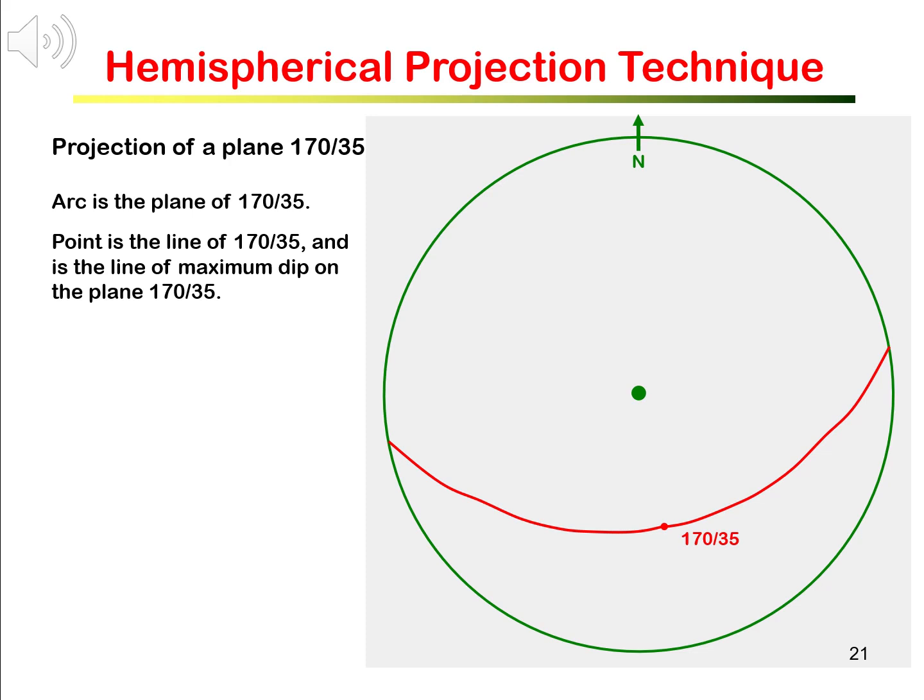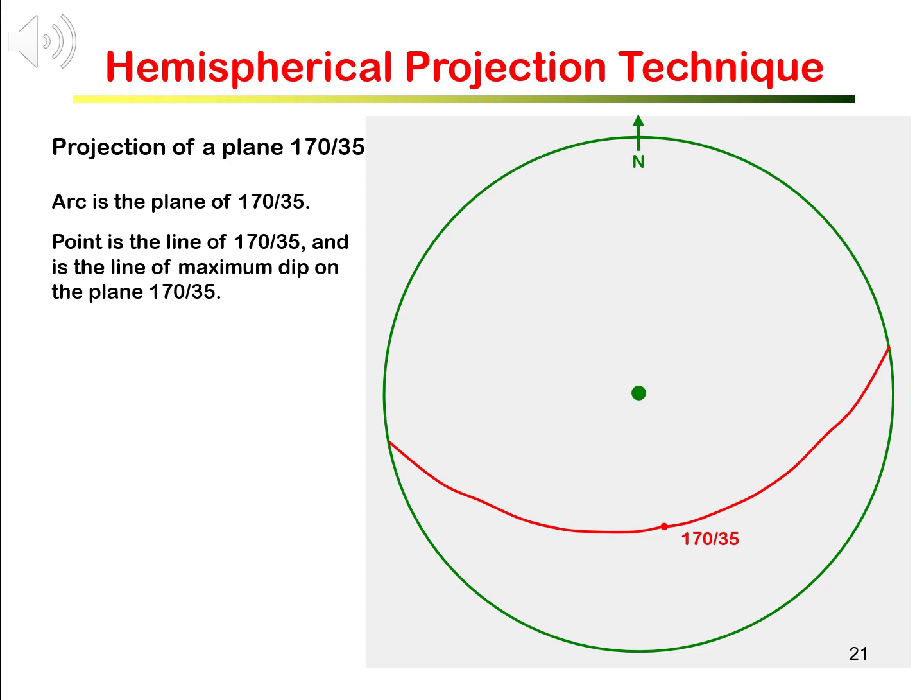You can draw many lines on a plane. In other words, a plane contains many lines. However, there is only one line that has the maximum dip angle. The other lines will have smaller dip angles.